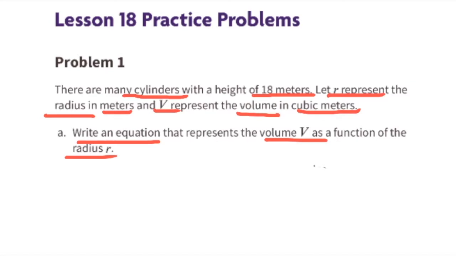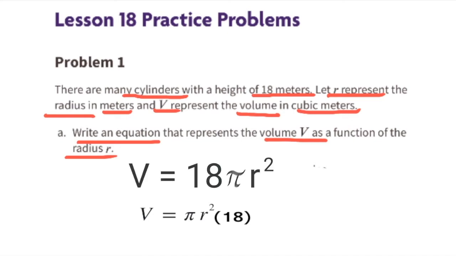Let R represent the radius in meters and V represent the volume in cubic meters. A. Write an equation that represents the volume, V, as the function of the radius, R. We can start out using the formula for finding the volume of a cylinder. V equals pi times R squared times height. Since we're talking about cylinders with a height of 18 meters, we can substitute the h with an 18. We can also rewrite this as V equals 18 times pi times R squared, or V equals 18 pi R squared.